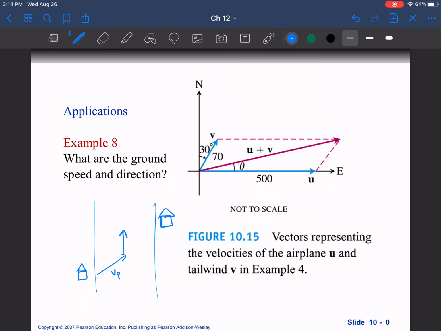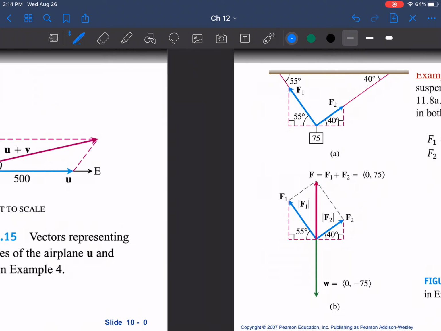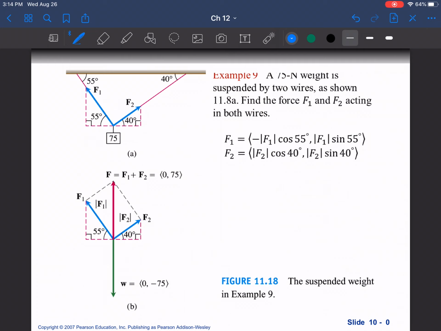So this is the velocity of you paddling, and this is the velocity of the river, and then this is your total velocity. If you try to paddle straight towards the other house, you're going to end up missing it. You're going to end up way downstream if you do that. So you'd have to adjust, because it's the sum of the two individual velocity vectors. Okay, so let's take a look at this one.